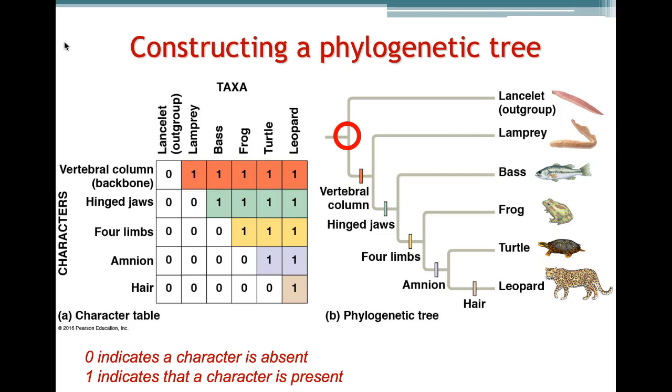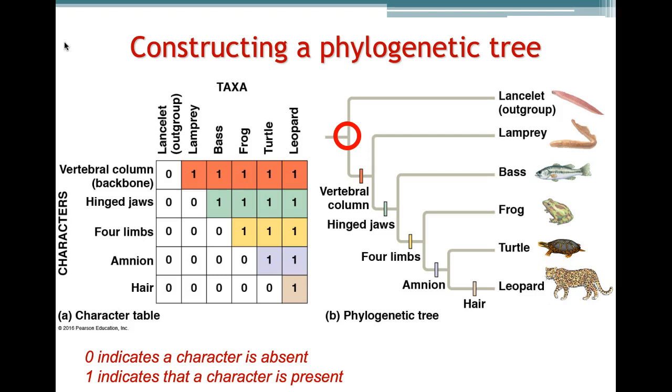The traits are written along the left-hand side of the table. Sometimes traits are called characters. I typically call them characteristics. Every row will show you whether or not the organism has it. Sometimes you'll see yeses and nos written in the boxes. In this case, it's zeros indicating that the trait is absent. A 1 obviously indicates that the trait is present.